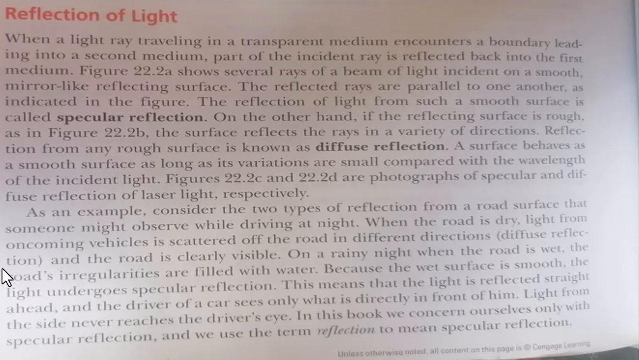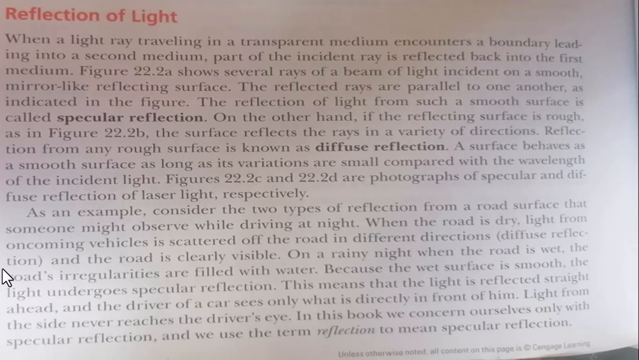So the light that comes from the oncoming traffic, plus the light that strikes the very rough surface of the road, when this happens, light is scattered into different directions. Some of the light will come into you, into your eyes, and it will be reflected, and some of the light will bounce into different directions. So we just have to understand that when the road is dry, light from the oncoming vehicles is scattered off the road in different directions, and we call this diffuse reflection, and the road is clearly visible.